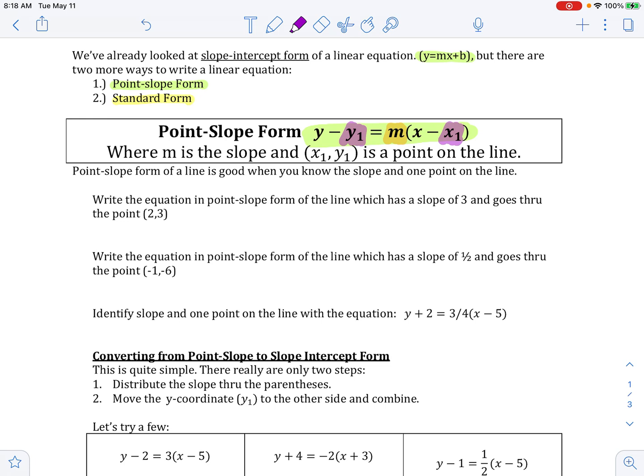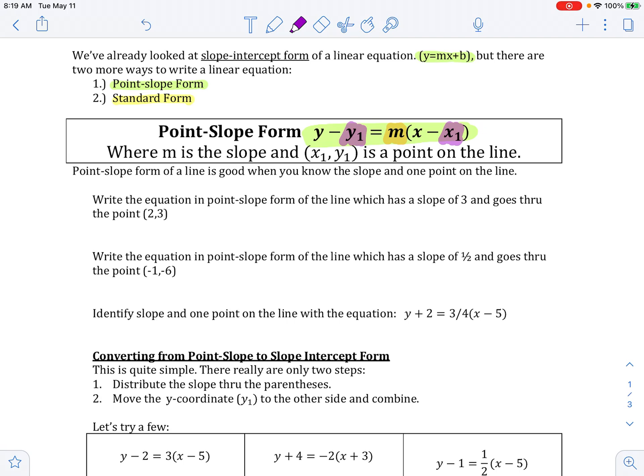Notice that the x sub 1 and the y sub 1 are both being subtracted, right? So we have x minus the coordinate x sub 1, and we have y minus the coordinate y sub 1. So at times, if the coordinate is negative, we're going to need to remember that we're subtracting a negative, which means that the sign is going to change inside.